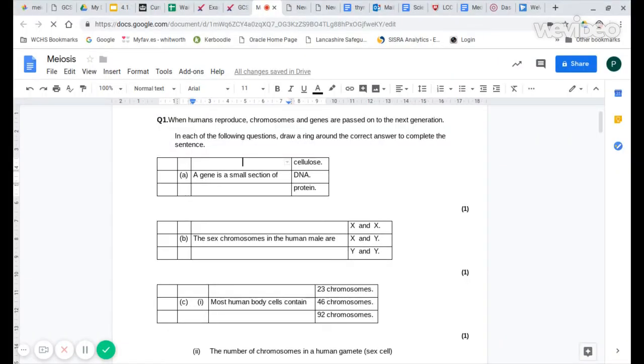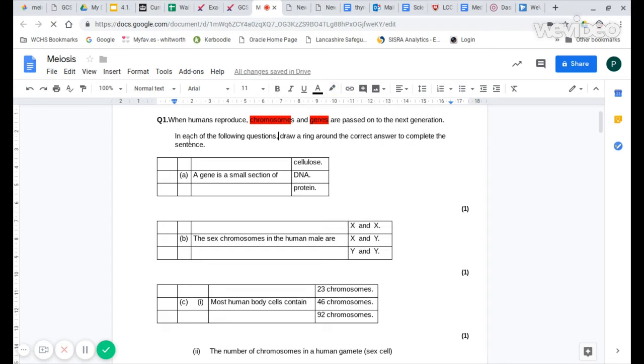Done. Okay, let's get some questions done. Okay, so here we go. When humans reproduce, it's got to be sexual reproduction, got to be meiosis. Chromosomes and genes, which we'll come to later in the topic, are passed on to the next generation. So we are passing chromosomes and genes down to the next generation. How do they get passed down? Well, they're going to be contained within the gametes.